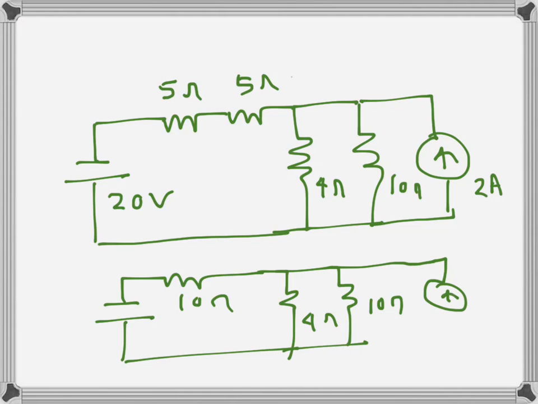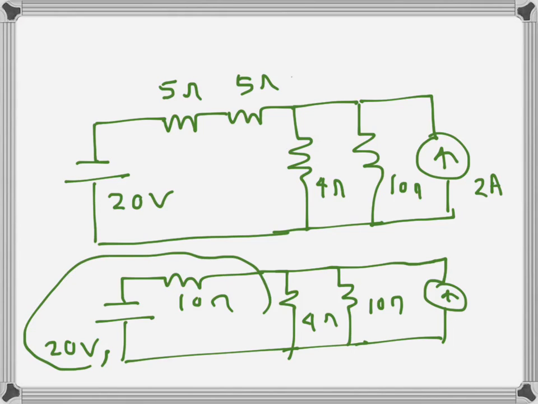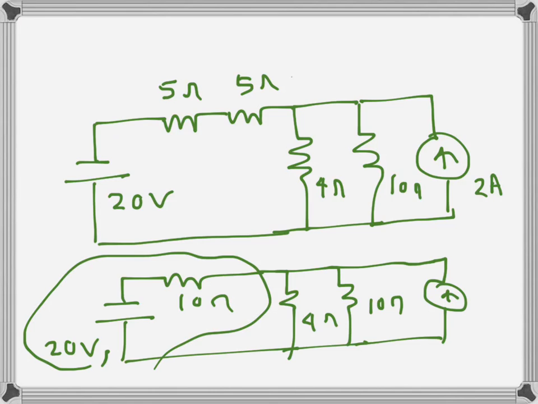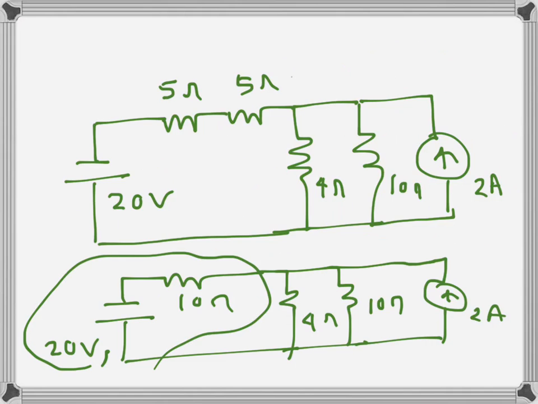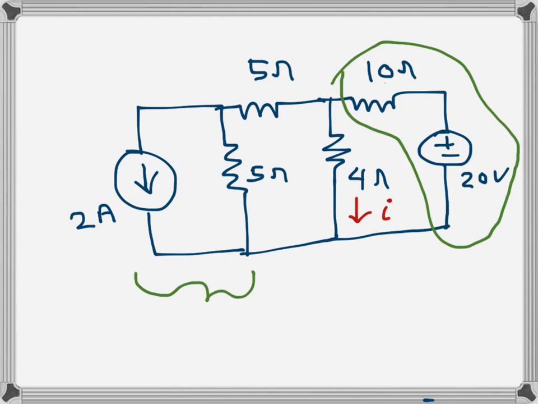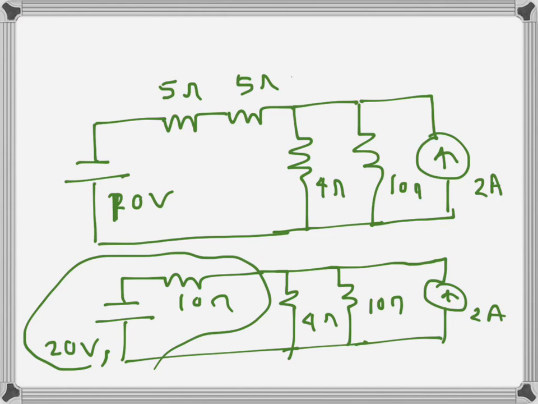So this one, and this is 20 volts, so I will convert this one again into a current source and a parallel resistance. So this will now become again a current source in that direction, and that will be 2 amps, and this is also 2 amps. Actually this is 10 volts, not 20 volts, sorry. So that's 10 volts there.